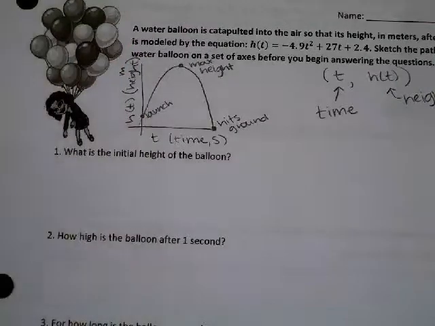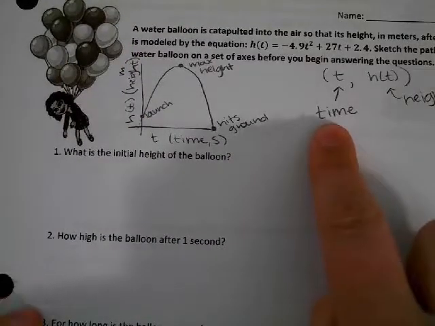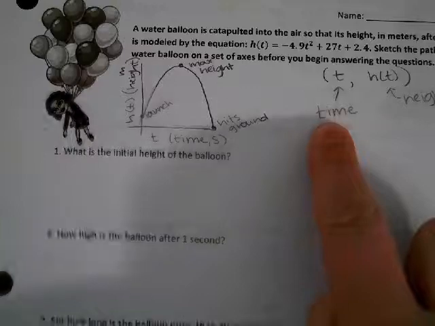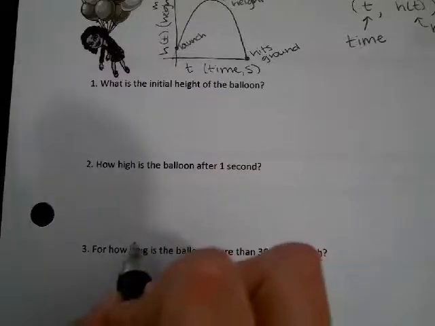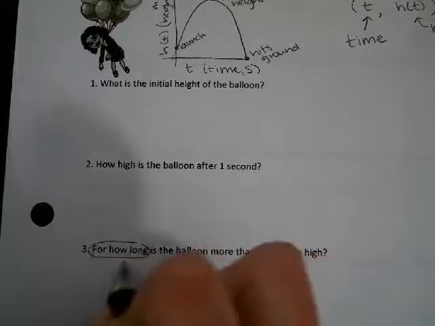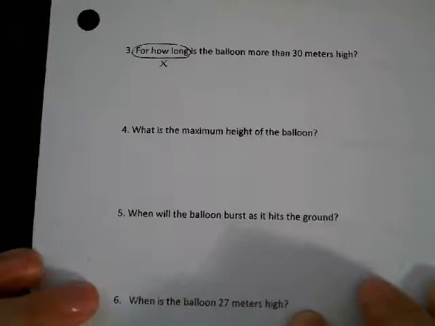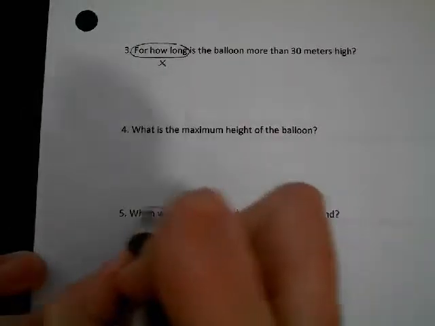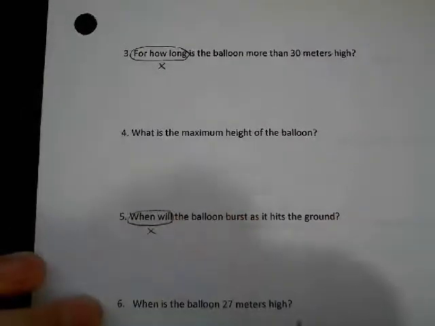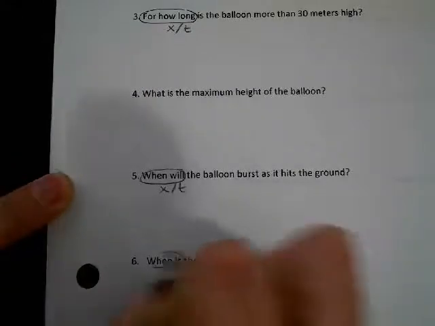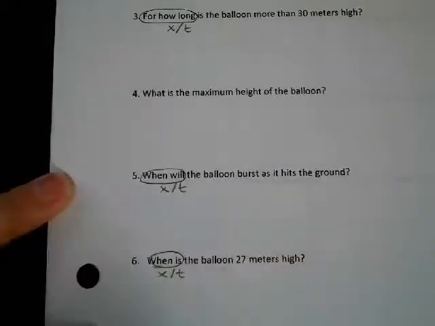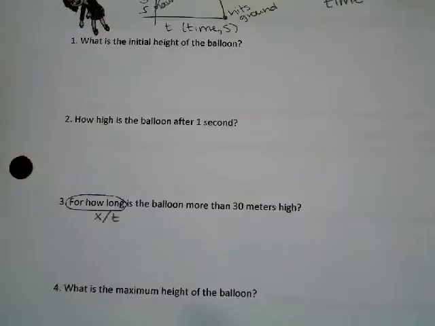So if it's an x-coordinate, it's going to be asking questions about the time. It might be asking for how long. That's an x value question. It might be asking when will. That's an x value question, or in this case, we could say t. It's a t value question. Or when is. It's an x value question, aka a t value question. So those are all the questions where the x coordinate is going to be the answer.